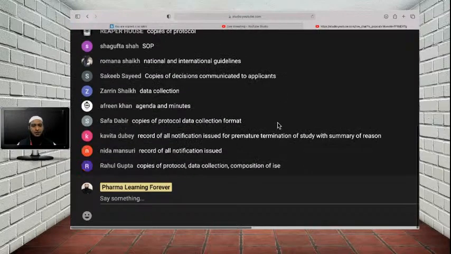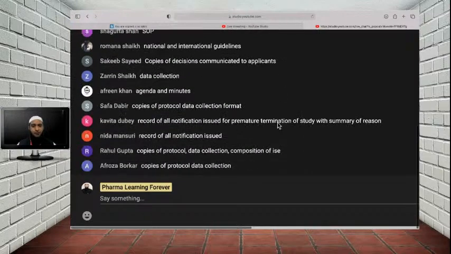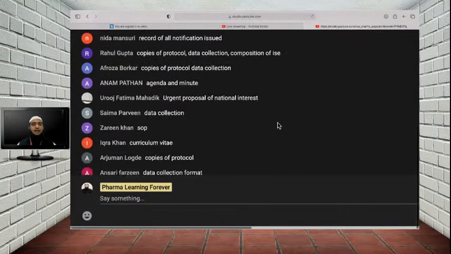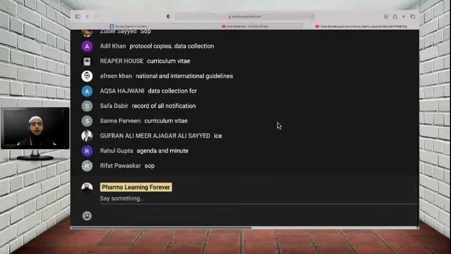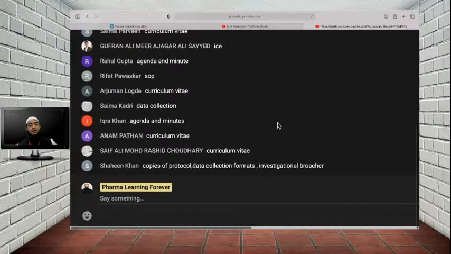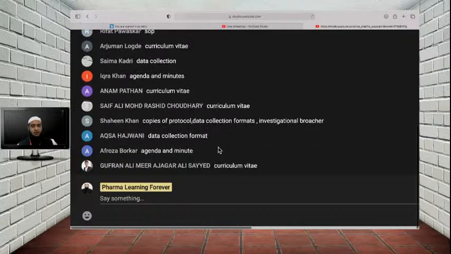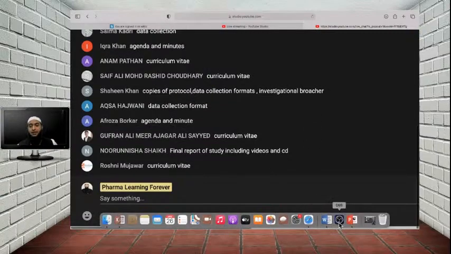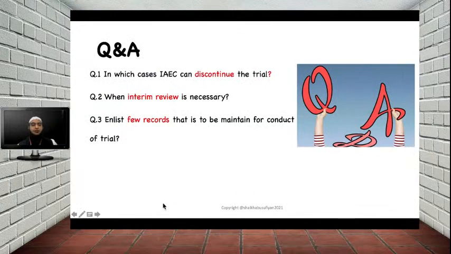A few things are still missing; I have not seen those answers yet. Record of all notifications issued for premature termination of a study. Kavita has given that answer. Nice, Kavita. I have not seen answers like microfilm, video recording, CDs. All those documents can also be maintained for at least 5 years after the conduct of the trials. Investigator's brochure, Shaheen has mentioned that. Yes, you need to maintain the data collection format and investigator's brochures. So all these documents are to be maintained for at least 5 years after the conduct of the study.